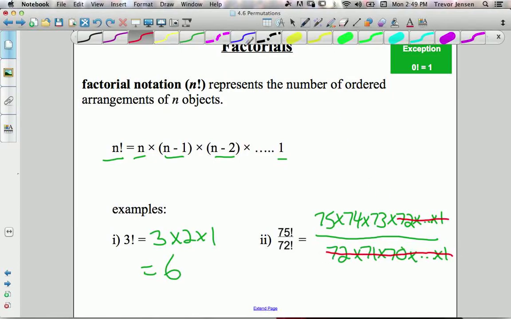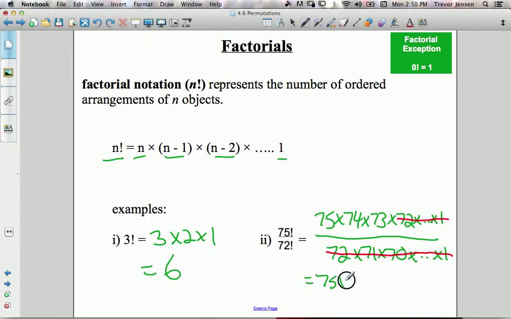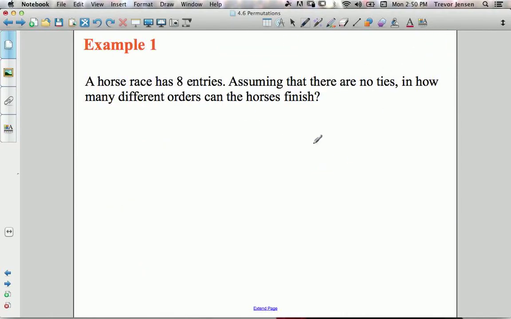So what we have left is just 75 times 74 times 73. I'm not going to go ahead and evaluate that. You could type that in your calculator and you get the answer, okay? Let's go ahead and do an example.